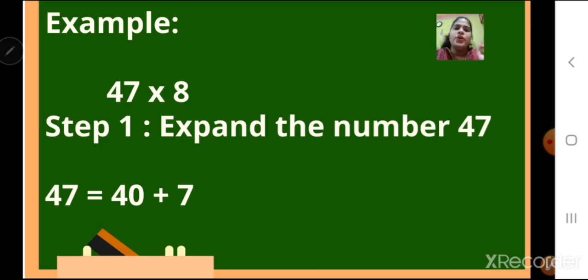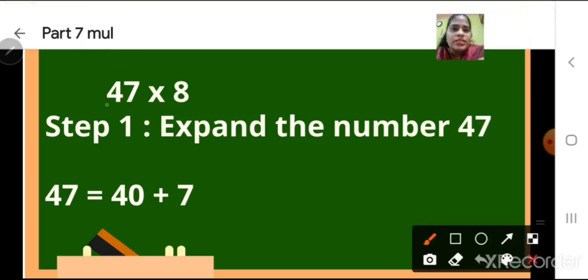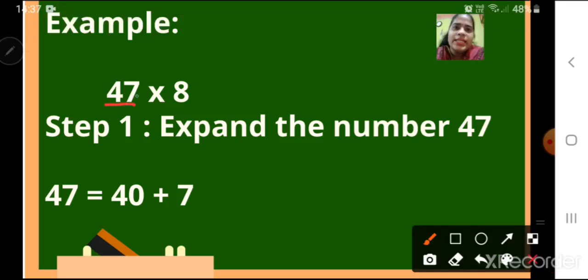Okay. For this method, the first step is to expand the number 47. Okay. You can see here there is a 2-digit number, number 47. So the first step is to expand this number. We all know how to expand the number. Correct. 47 when we expand, it is 40 plus 7. Expanded form, how we do? As per the place value. Correct. 4 is in tens place, so it is 40. 7 is in ones place, so it is 7.